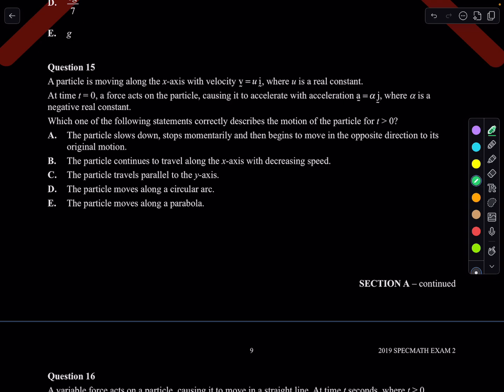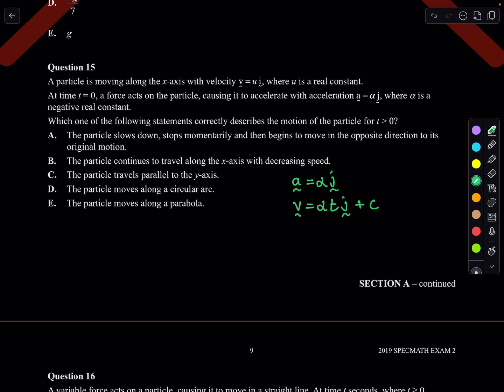So this is actually not too bad, because we're given so many hints. For example, we know the acceleration formula is alpha j. So if I integrate that, I can find velocity, you remember? Which is alpha t j plus c, where c is a constant.